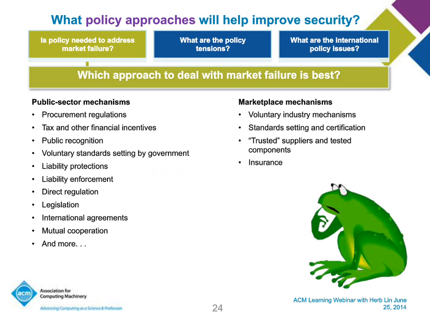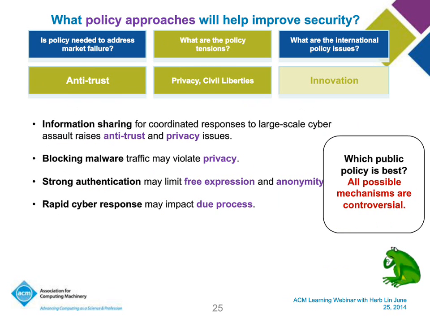There are many approaches proposed to deal with the market failure in cybersecurity. There are many public sector mechanisms, marketplace mechanisms, and so on: regulations, liability, direct regulation, international agreements, voluntary industry mechanisms, insurance, trusted suppliers, a whole range of stuff. There's a downside to all of them, and all of them are controversial. To illustrate some of that, people often talk about information sharing to enable a coordinated response to a large-scale cyber assault. Well, people worry about antitrust there. They worry about privacy issues there, and so on.